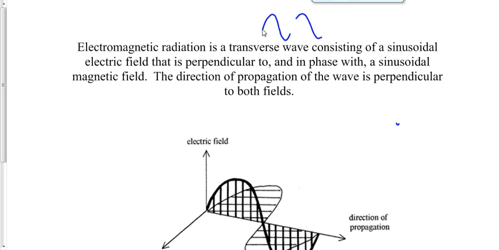consisting of two sinusoidal waves, an electric field and a magnetic field that are perpendicular to each other and in phase with each other, meaning when you have a crest of one, you have a crest of another. Trough and trough go together.